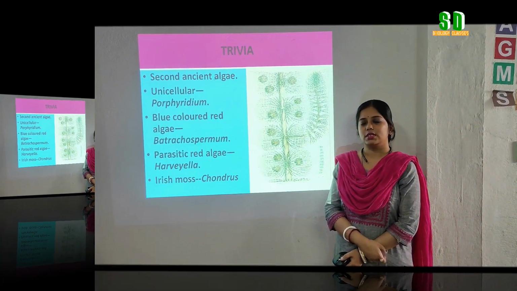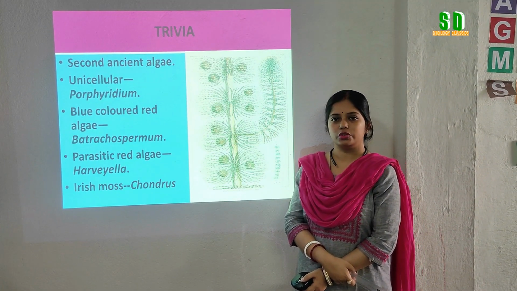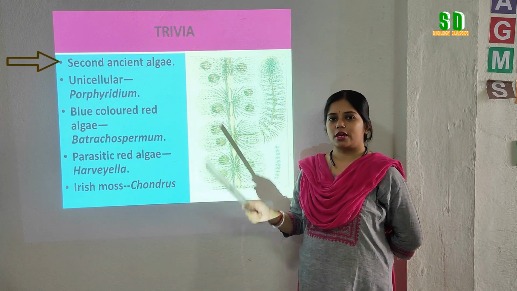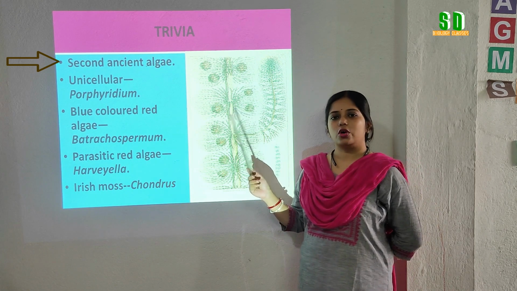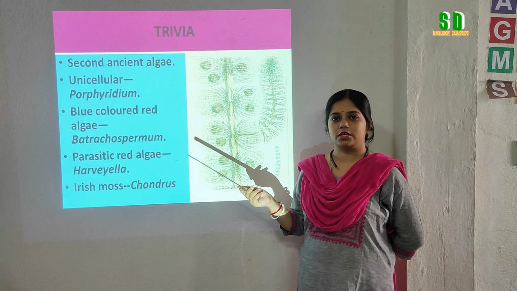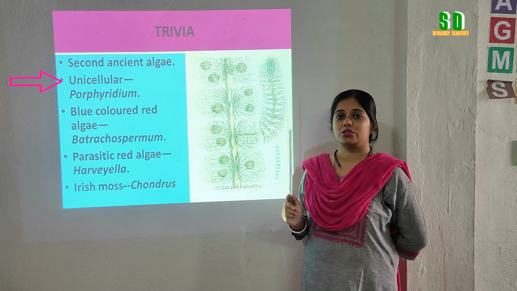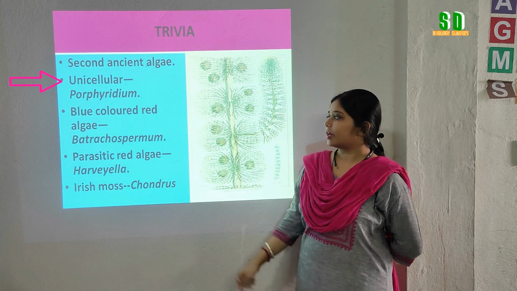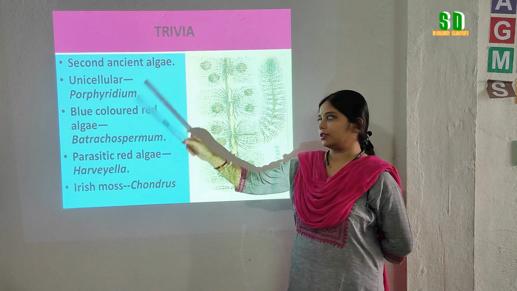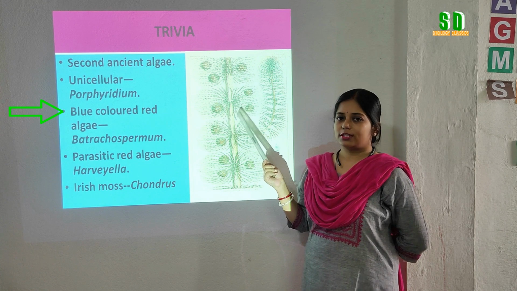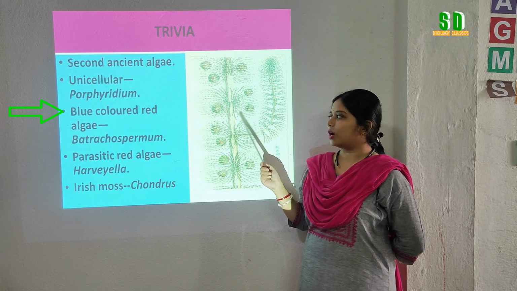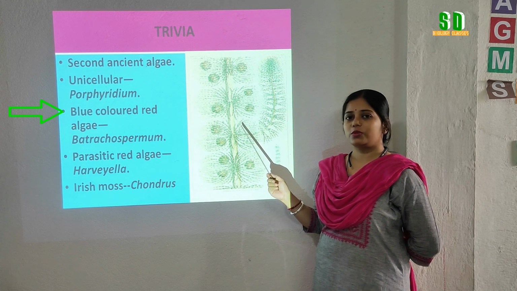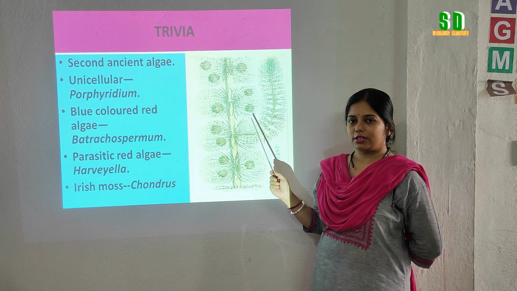Now we will see some important facts related to Rhodophyta. The Rhodophyta or red algae is also called the second ancient algae. We have seen that all the members of Rhodophyta are multicellular filamentous structures. But keep it in your mind, one member is unicellular also, that is Porphyridium. It is unicellular red algae. Usually red algae, from the name we can see, are red in color. But one member is blue colored, that is Batrachospermum. It is a freshwater alga and it is mainly blue in color.